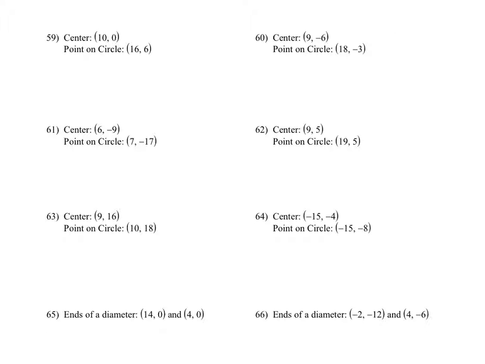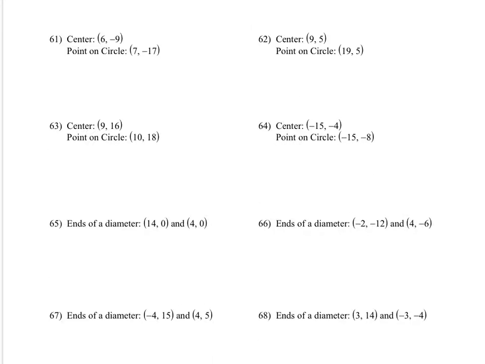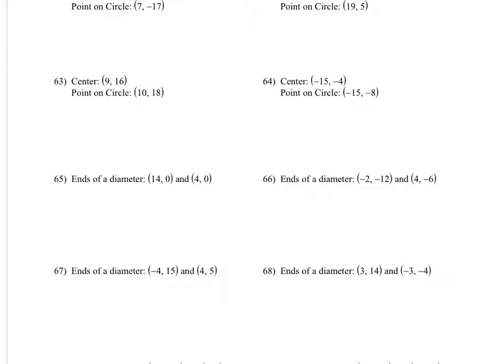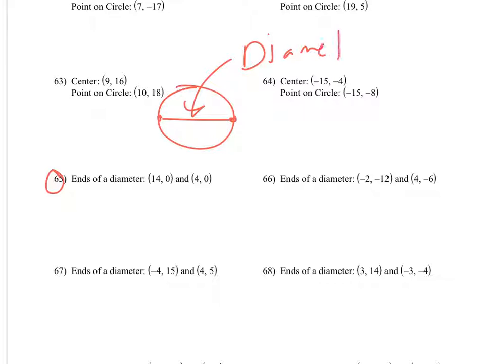Okay, problem gets a little more involved. And we're going to go to number 65 here. This is when they give me the endpoints of the diameter. So if you think about the endpoints of the diameter, diameter is all the way across the circle. So that was diameter. Now we need the center and we need the radius. Okay, so I need to do the center. To find the center, I'm going to do the midpoint formula.